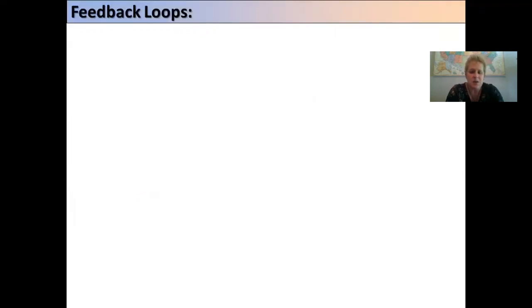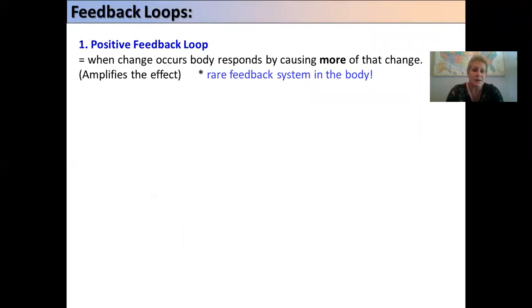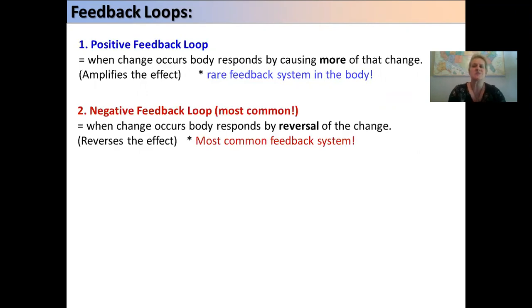Okay, feedback loops. We have two of them in the body. One is a positive feedback loop, and that is a very rare feedback loop. That's when a body system goes outside of normal range, it's sensed, the integrating center receives the information, and what it does is it stimulates more of that effect. All right, so it amplifies an effect. We'll talk about specific examples, but it's the rare feedback loop. Now, a negative feedback loop is the most common. That's what we're going to be spending most of our time on this semester. And that's what you've got to know in nursing.